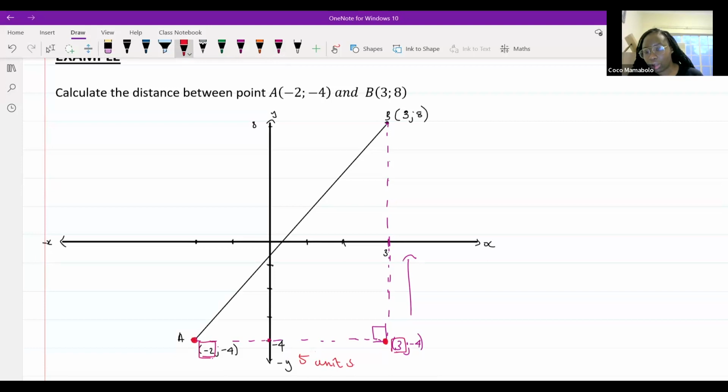And then if I want to get all the way from this -4 all the way to 8, how many units do I see from there to there? I know from -4 to 0, that's 4 units. And then from 0 to 8, that's another 8 units. How many units do I have all together on this side? Anybody got an answer for me? 12, correct. There are 12 units here.